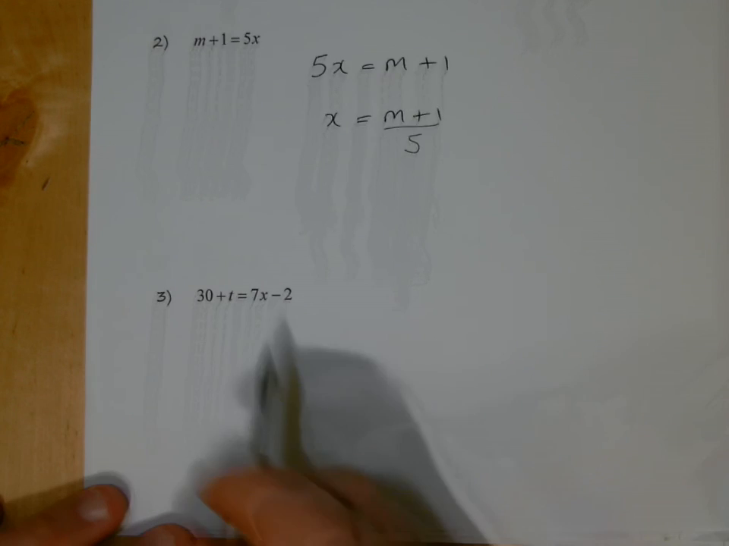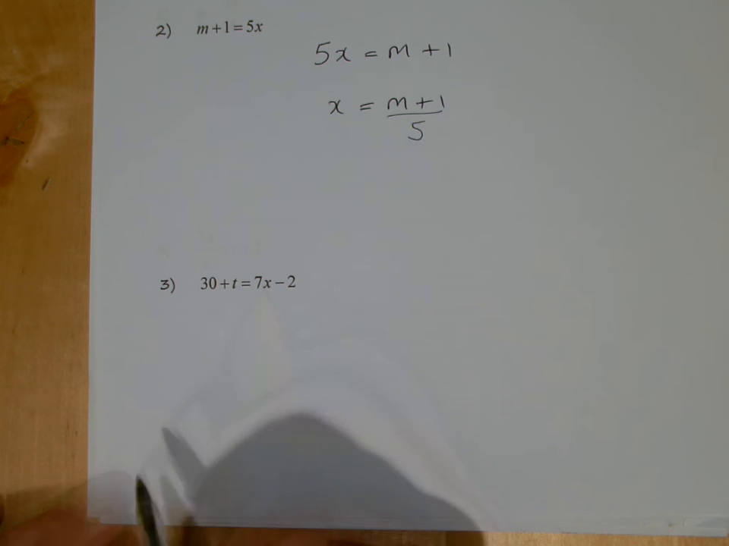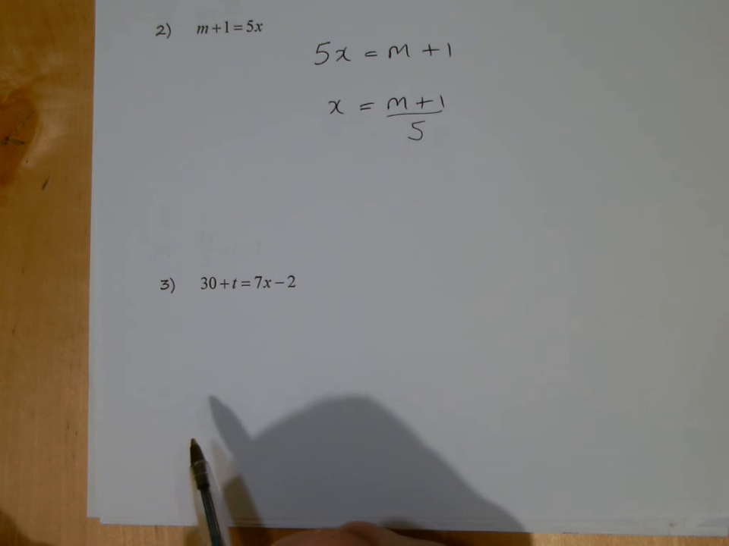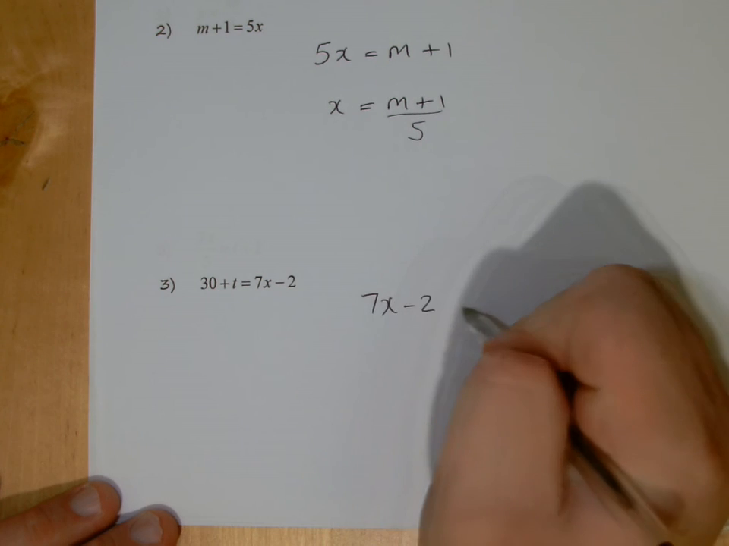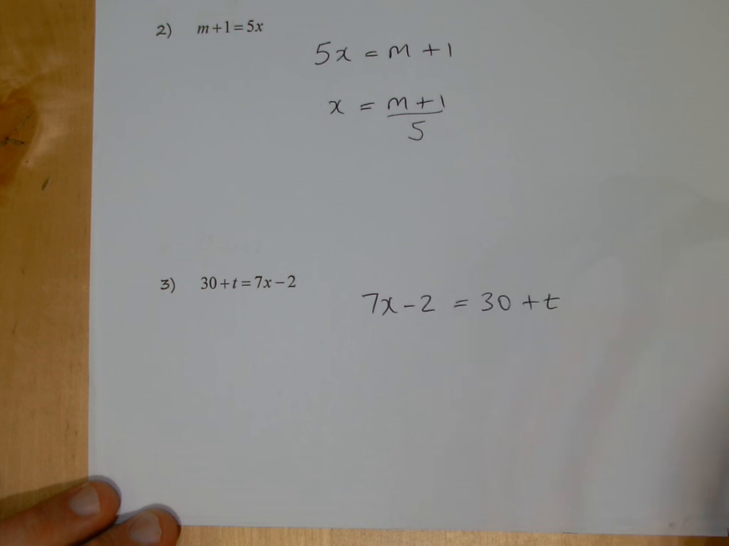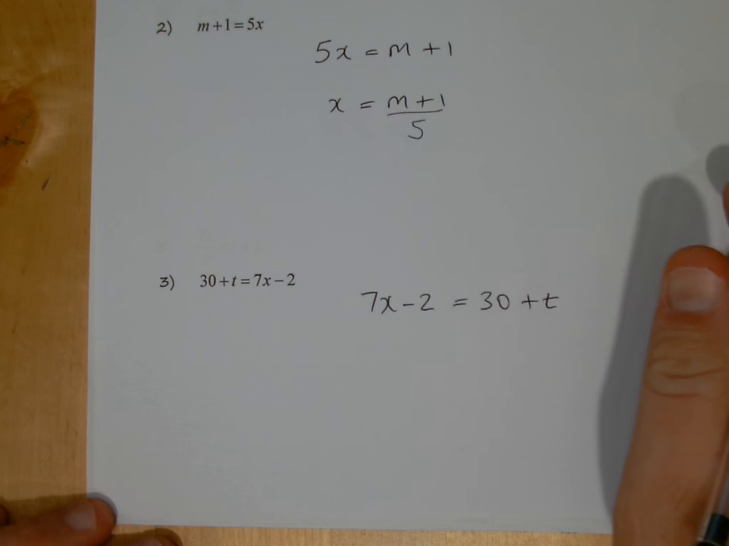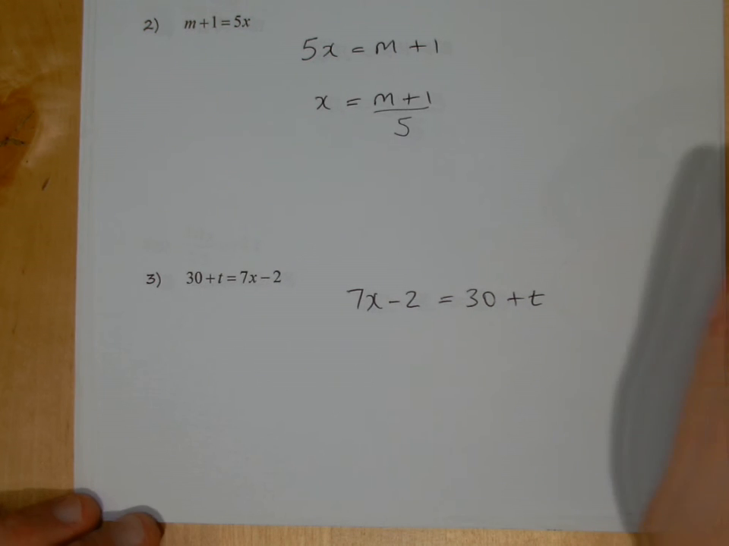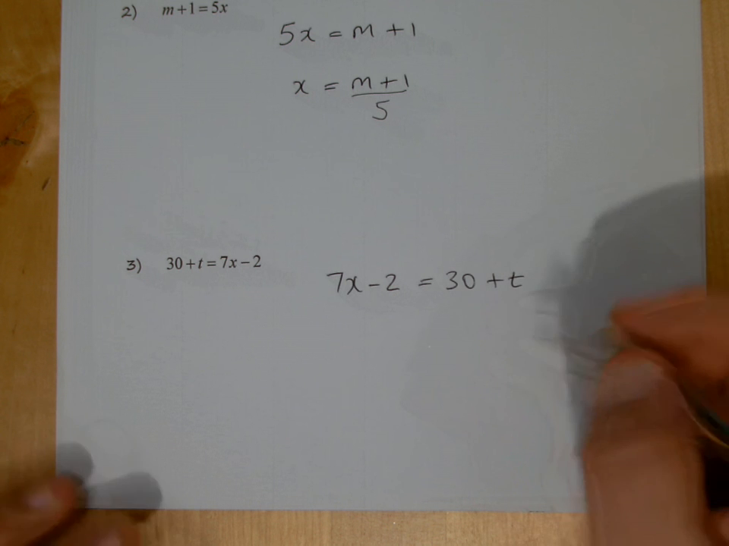Finally then, again, in that situation where we've got x on the right hand side, make it easy for yourself. Rewrite it. So you've got 7x minus 2 equals 30 plus t. Just do that. We've got a little bit of work here because we want to get x equals. Just take your time on it. You don't have to rush this. You don't have to do it all in one go.